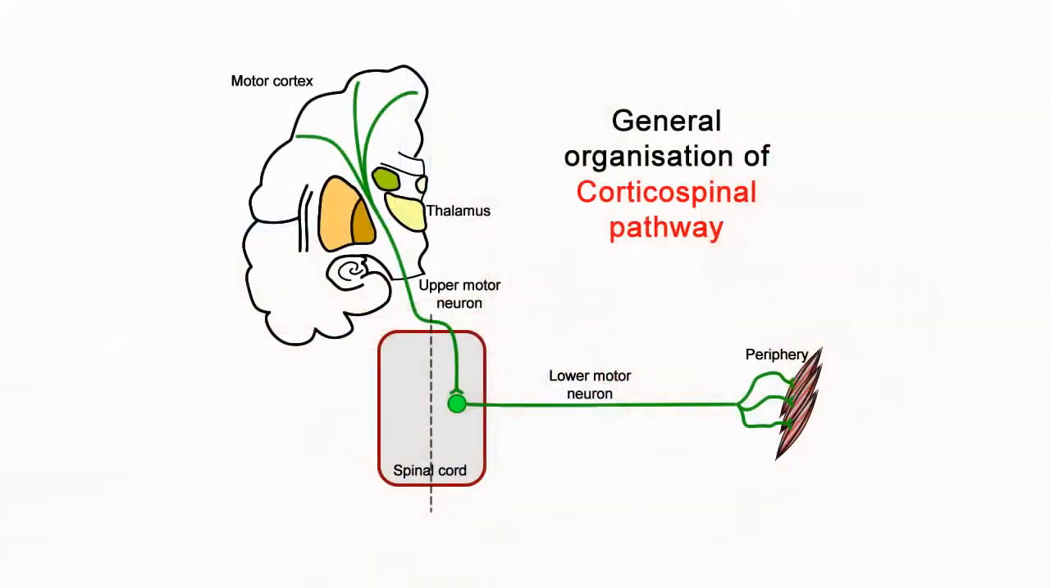There are two neurons in the pathway. The first is the upper motor neuron that projects from the motor cortex to the spinal cord via the internal capsule. This neuron synapses with a second lower motor neuron in the ventral horn of the spinal cord grey matter. The lower motor neuron then projects to the relevant muscles in the periphery via the spinal nerve, ending in a neuromuscular junction.